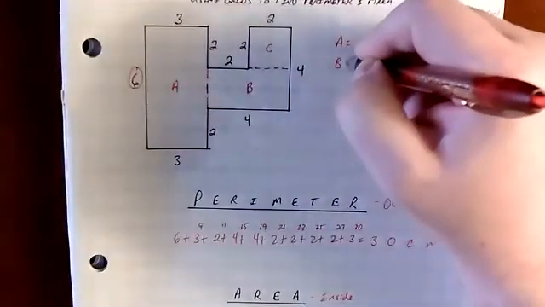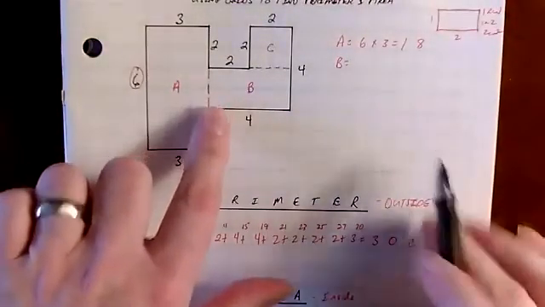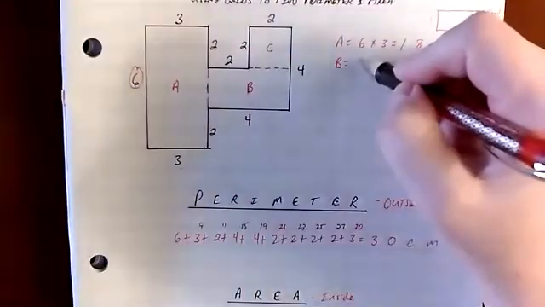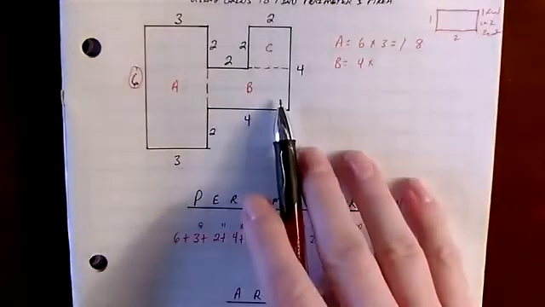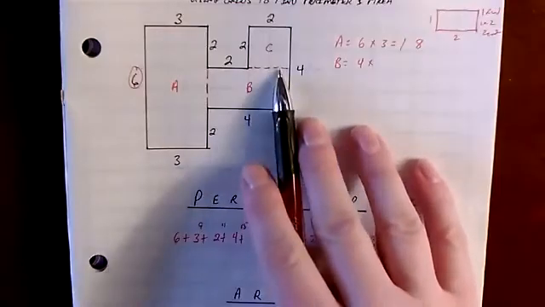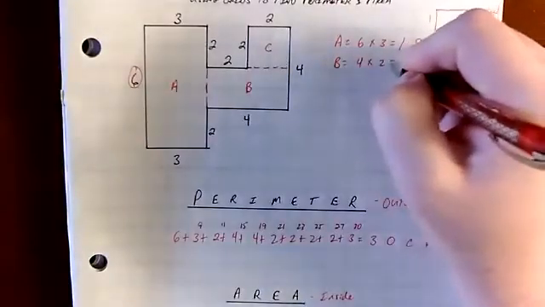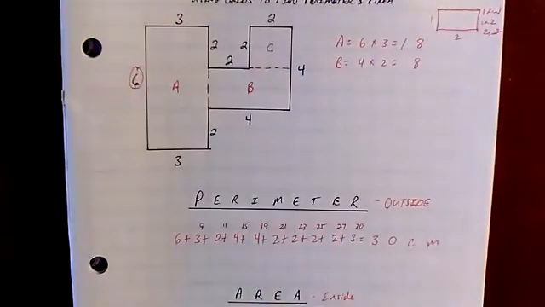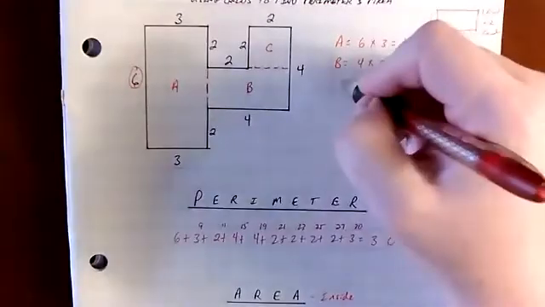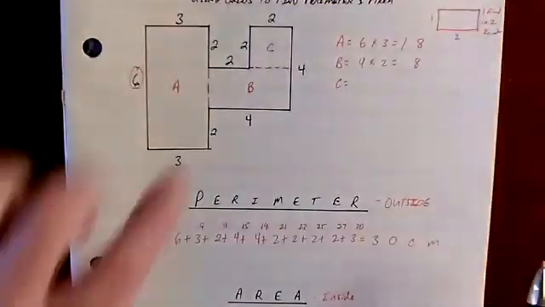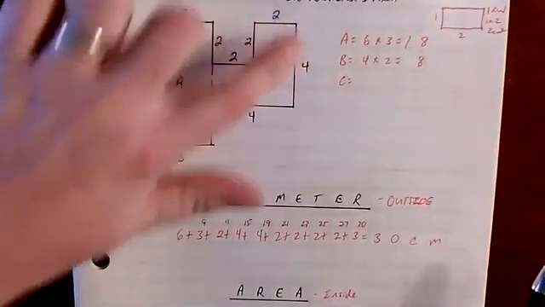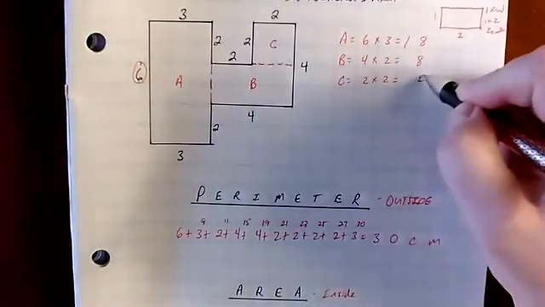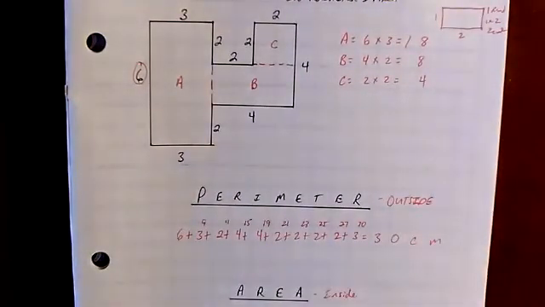But we're not quite done the whole thing. We need B yet. And B is 1, 2, 3, 4 times 1, 2. Well, what is 4 times 2, folks? 4 times 2, as we know, is 8. And then we have C up there at the top. Well, it's 2 by 2. And 2 times 2 is going to give us 4.